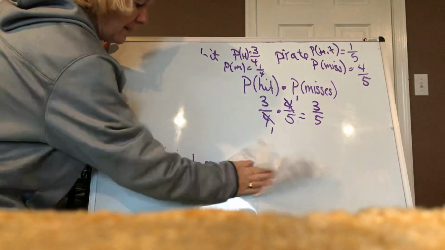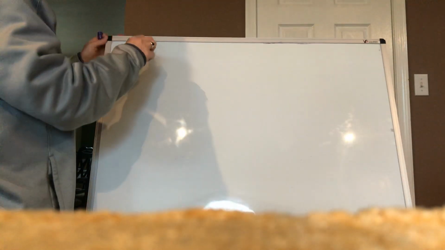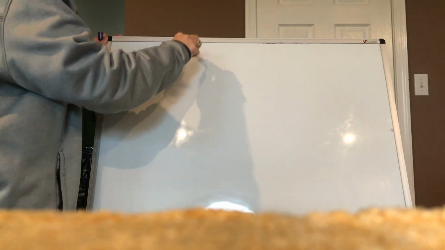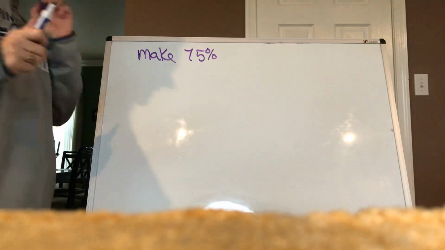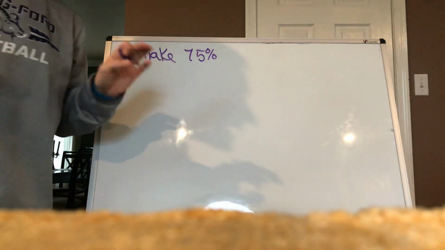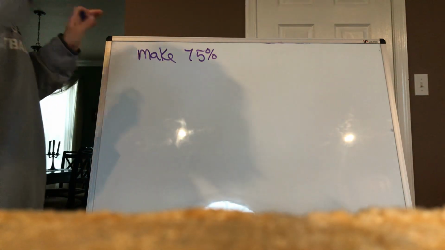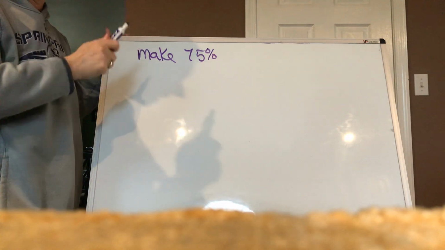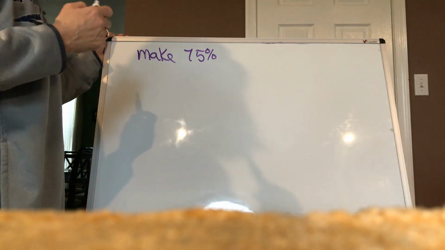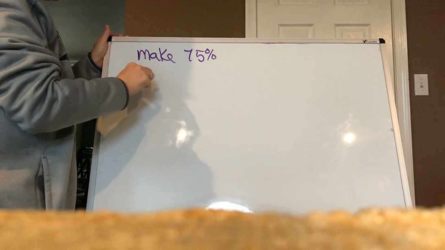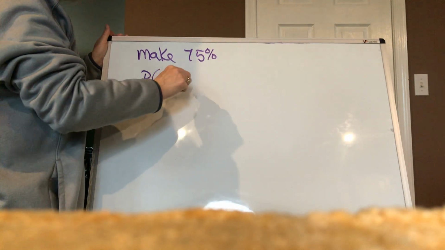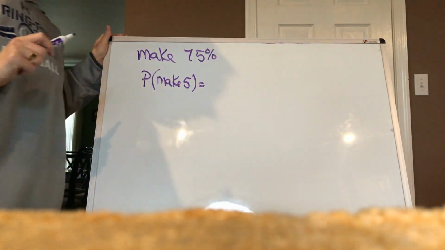I'm going to do one more example, and this is the foul shot one. All right, so let's pretend you're shooting foul shots, and you make your foul shots 75% of the time. You make them 75% of the time. And I'm going to say the chance of you missing doesn't change during the course of a game. What is the probability that you are going to make 5 in a row? Make 5 in a row.